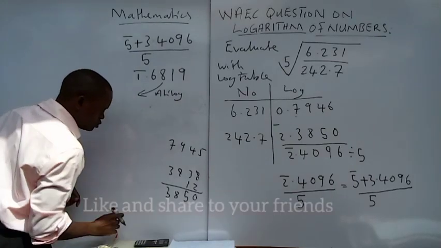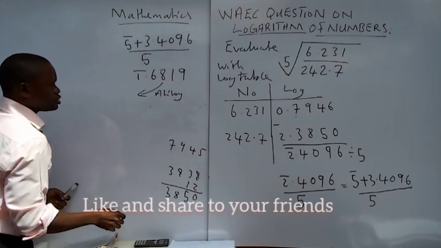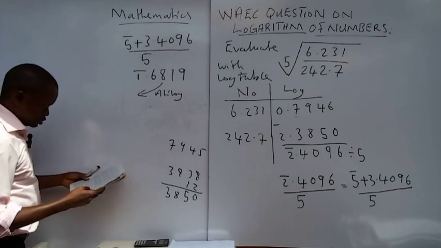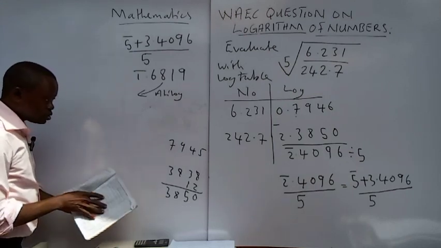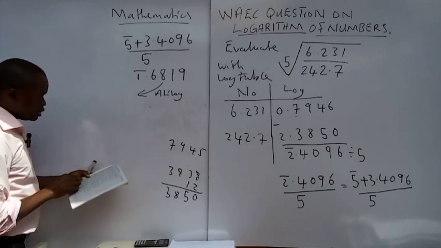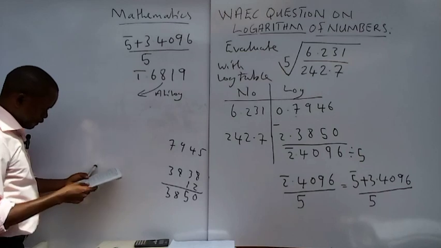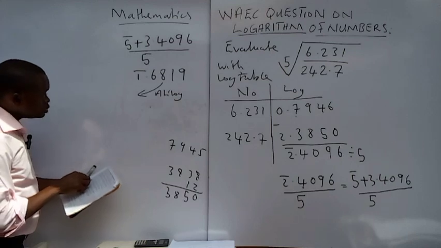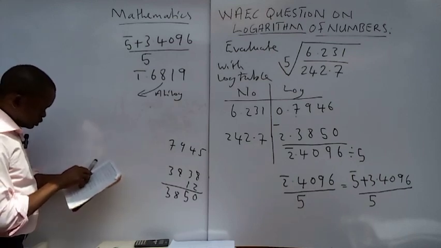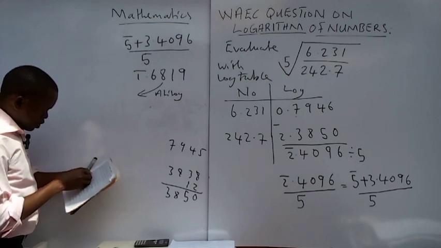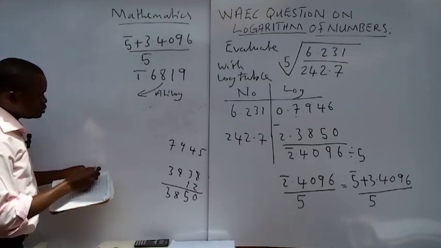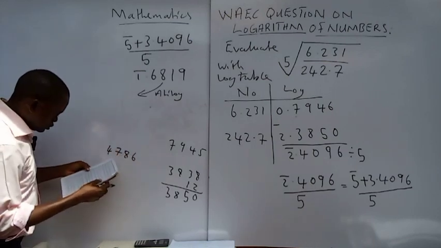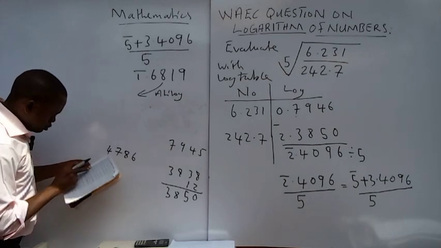So what we are looking at is in the anti-logarithm table. In the anti-logarithm table, what we are looking at is 0.68. Go to the anti-logarithm table and look for 0.68. You see 0.68 under 1. Under 1 is 4786. 0.68.